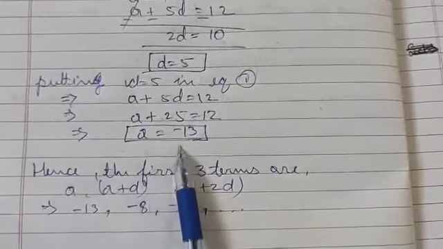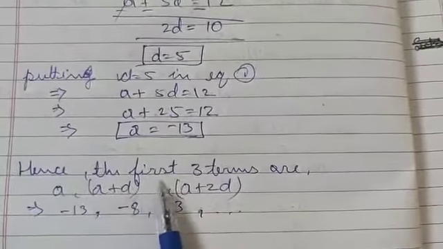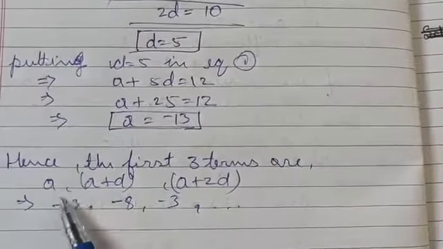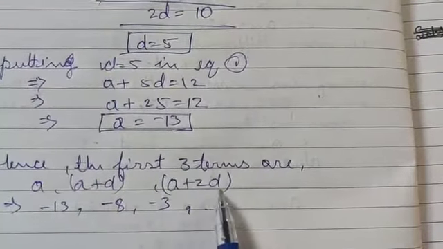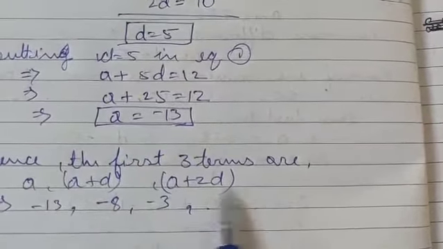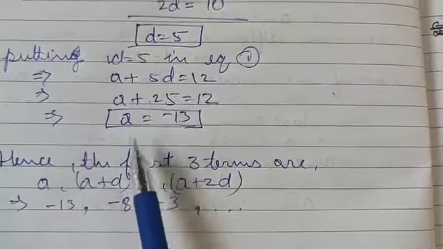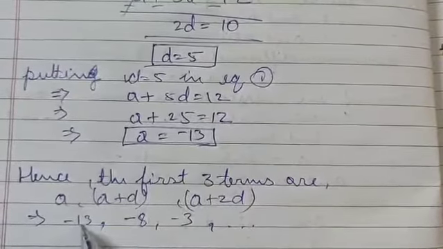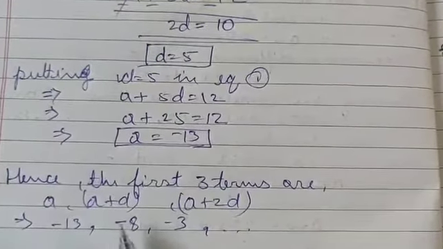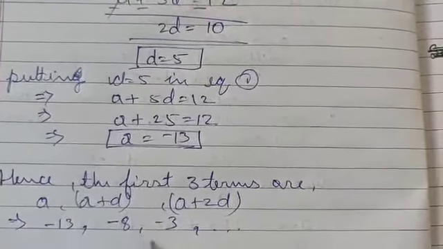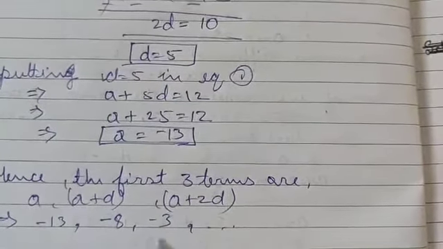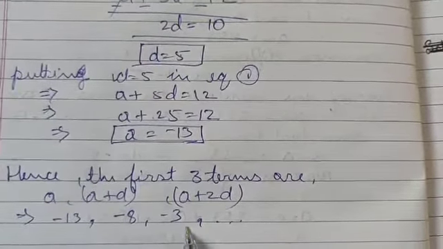Now if we have got the first term, we can find other terms also. A, A plus D, A plus 2D is the general form of an AP. So the first term is minus 13 and D is 5. Then the second term, A plus D, is minus 8, and the third term, A plus 2D, is minus 3. Okay.